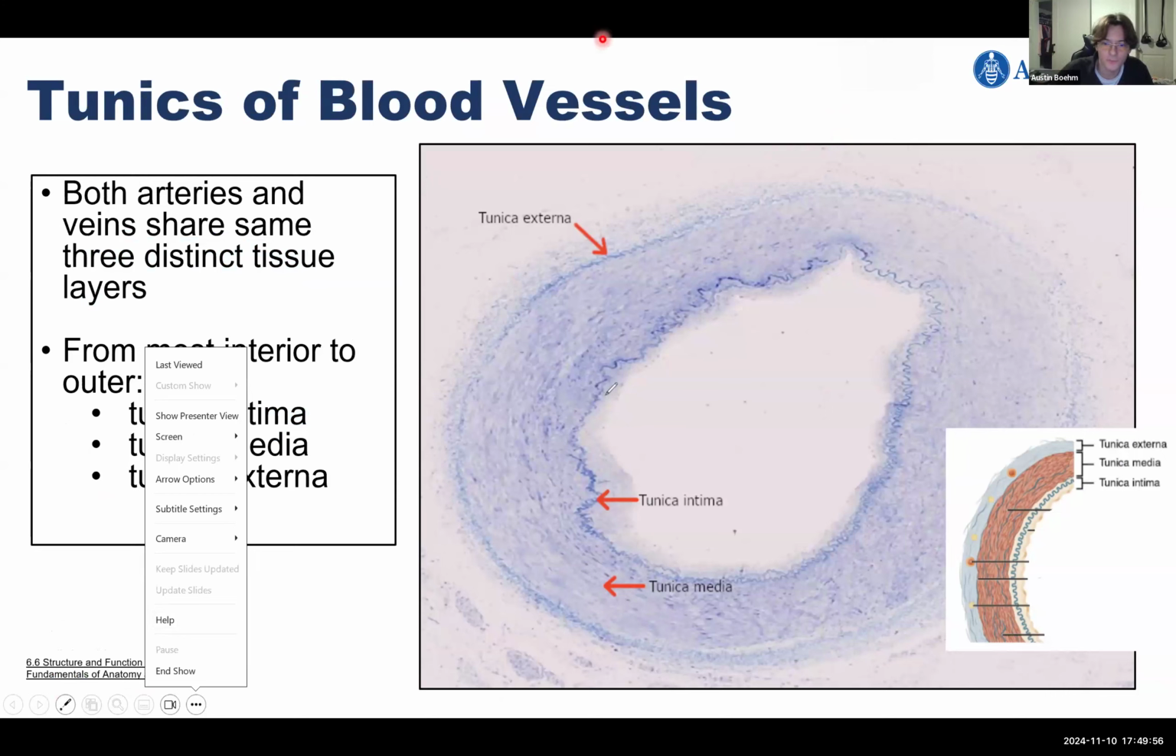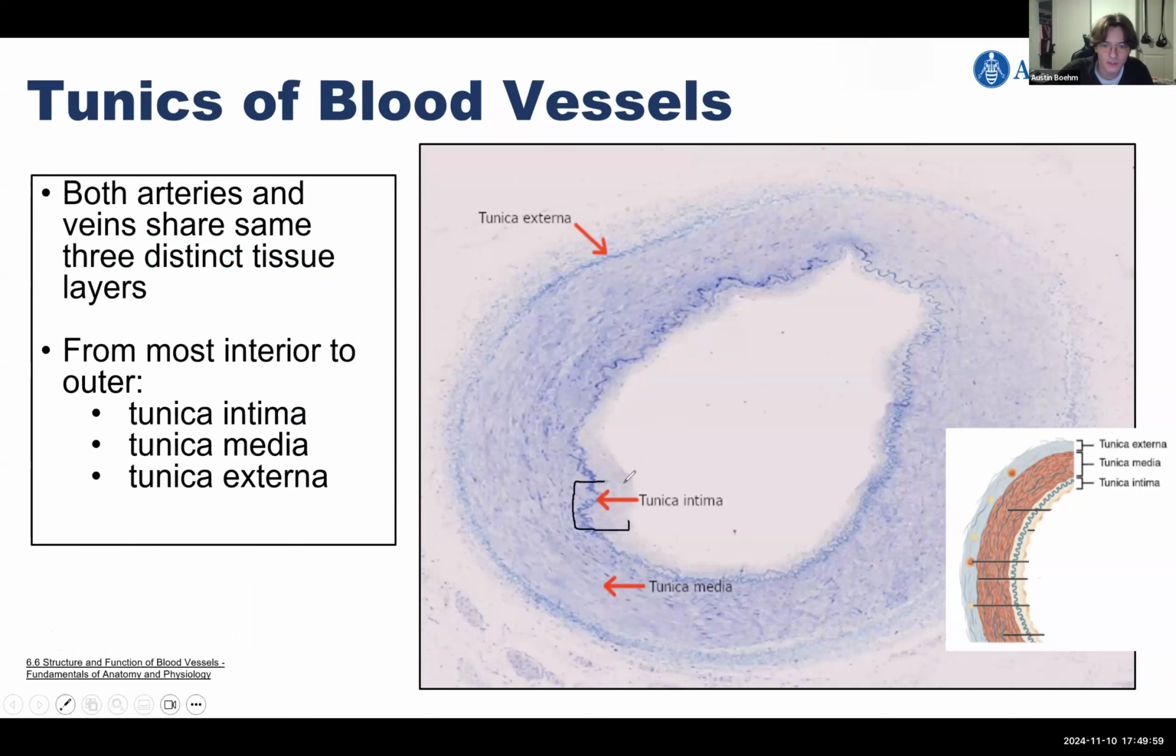Okay, here we go. So what we're looking at with the tunica intima is right here, which is going to be where your blood is. Your blood is in this hole right here. That's where the blood cells are going to be flowing through. And the tunica intima is closest to where the blood cells are flowing through in that vessel.